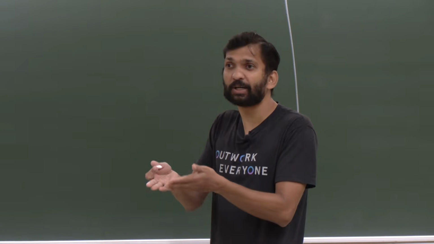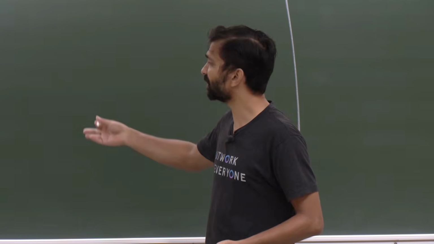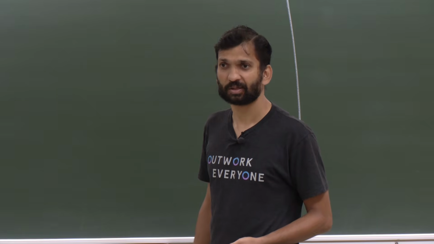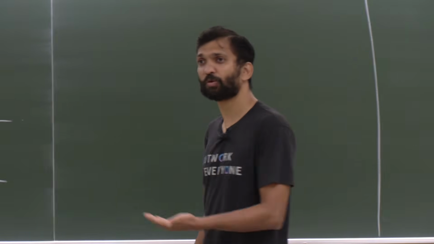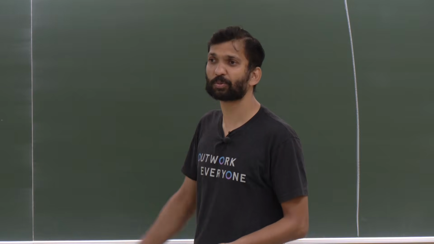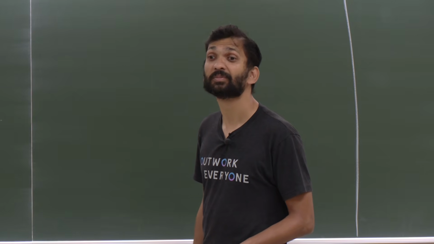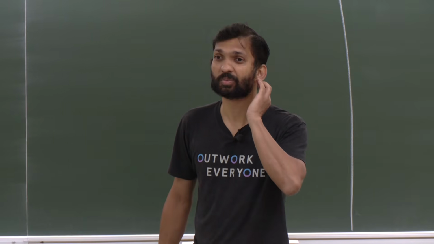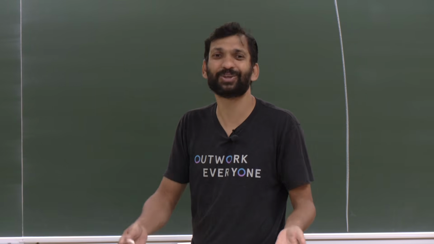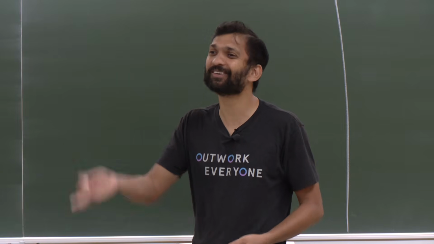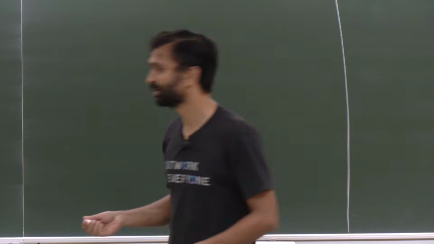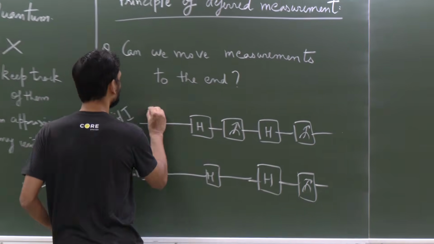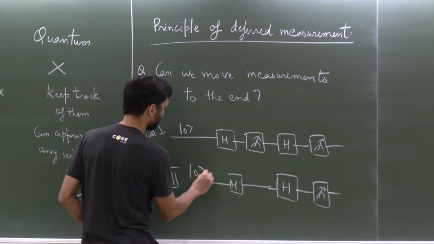So you should create an input state so that the output is different in the two cases. Correct? And what would be your first guess for the input state? Just take 0. Just start with 0. If it doesn't work, then we will go to alpha 0 plus beta 1. Okay, so let's start with 0.